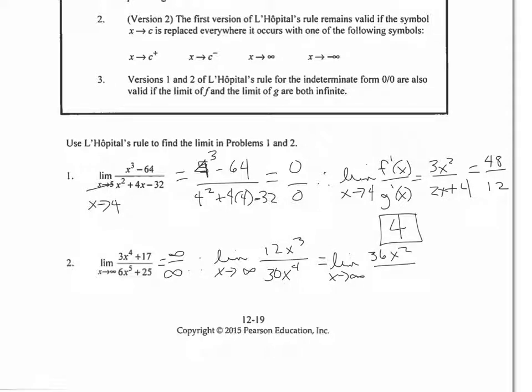36x squared over the denominator is 120x to the 3rd, right? Still going to get infinity over infinity. We'd have to go again. So we'd have the limit as x approaches infinity. What's my numerator now? 72x over 3 times 120 is 360x squared. And I still have an x on top and an x on bottom. I've got infinity over infinity. We got to go one more time.